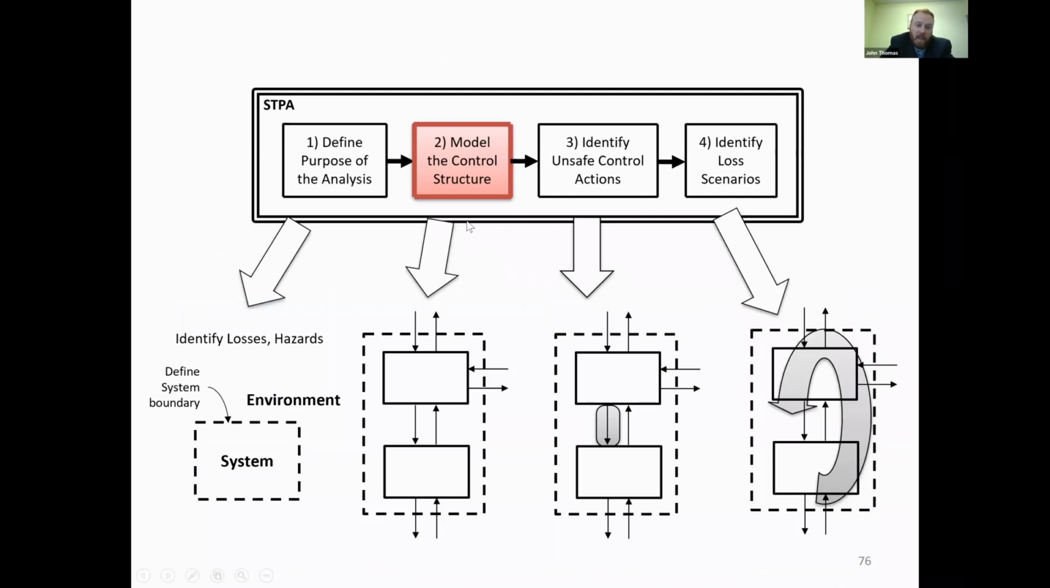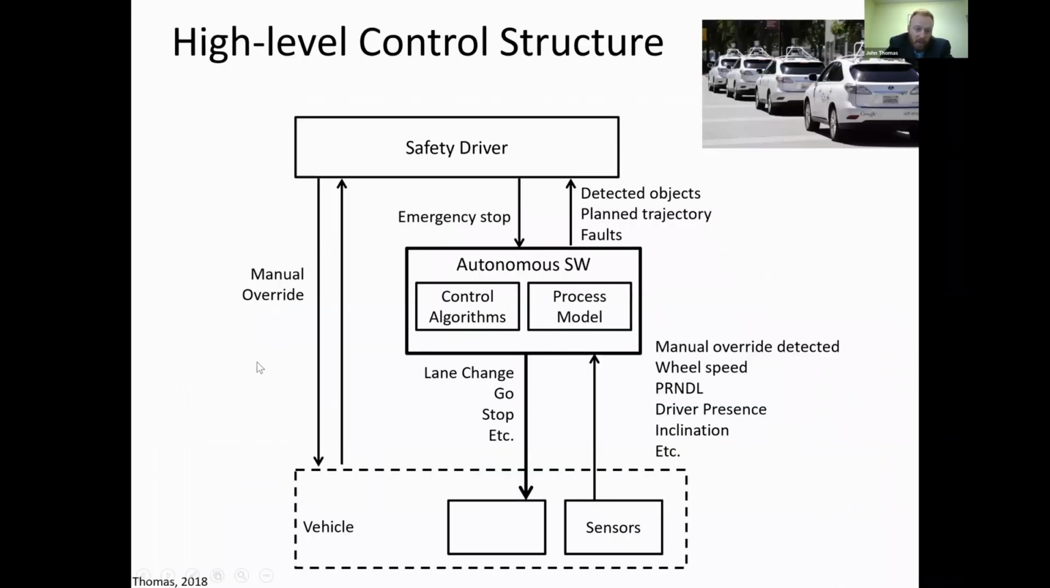All right, let's move on to the next step. Let's look at a control structure. In the interest of time, I'll give you a very high level control structure and you're going to help me analyze it. Super high level control structure. This picture at the top is a Google self-driving car, but lots of companies have a similar high level control structure. It's common to have a safety driver, a human in the car for public road testing of these things, and they basically have a big red button that they can mash to stop the car if they see it doing something unsafe. And we have this autonomous software.